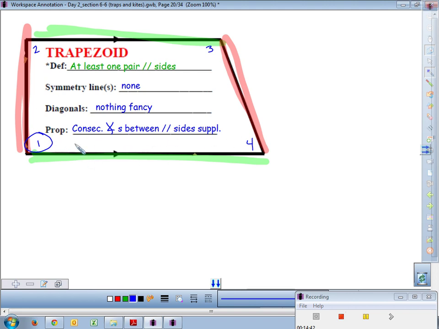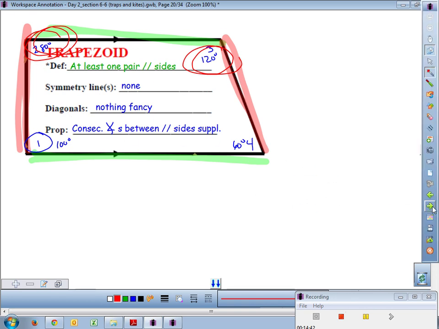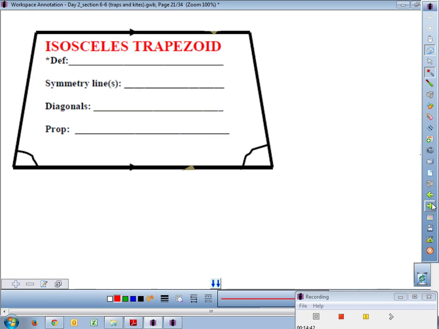So consecutive angles between parallel sides are supplementary, meaning if this was 100 degrees right here, then this guy would have to be 80 degrees. And over here, same thing, if this is 120 degrees, then this has got to be 60 degrees. But in no way, shape, or form do these 2 angles add up to be 180 degrees, because they're not between parallel sides. The red dudes are not parallel to each other. So consecutive angles between parallel sides are supplementary.